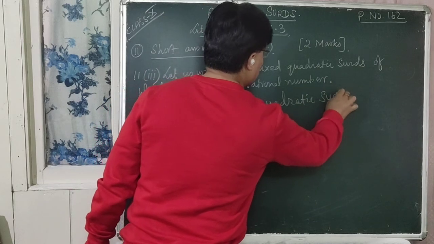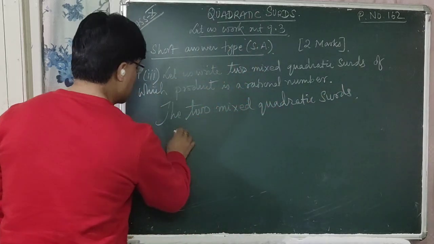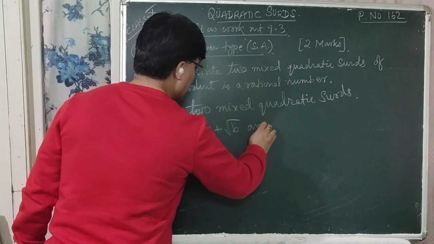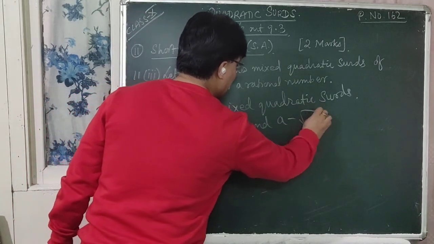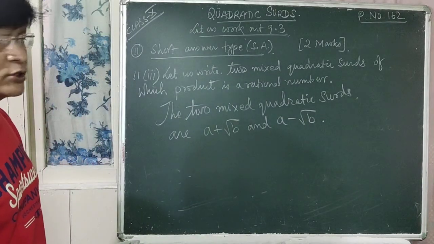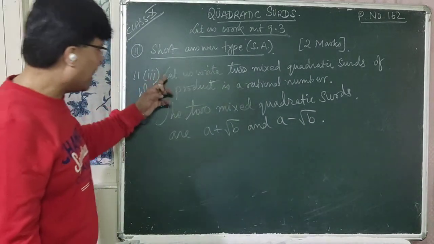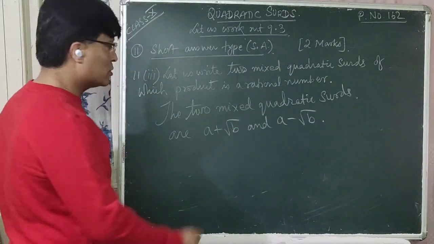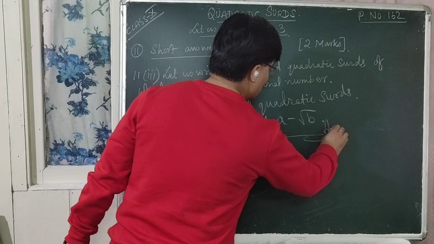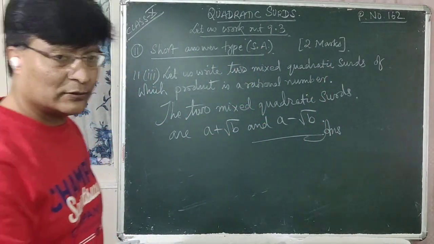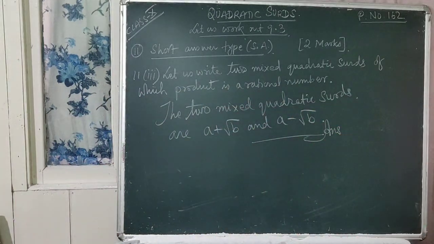The two mixed quadratic surds are a plus root b and a minus root b. So these are the two mixed quadratic surds, right? So its answer is: the two mixed quadratic surds are a plus root b and a minus root b. So this is the answer. Is that clear now? So we'll do the next question now.